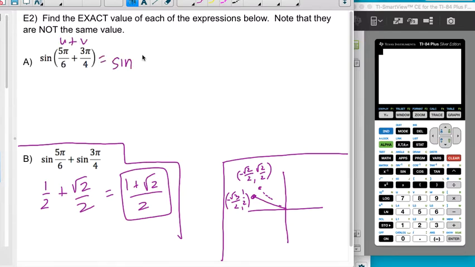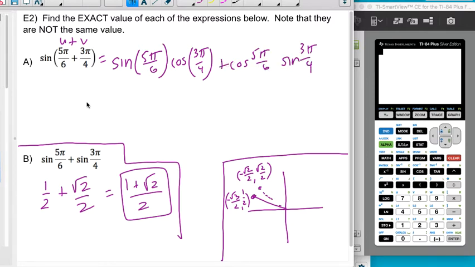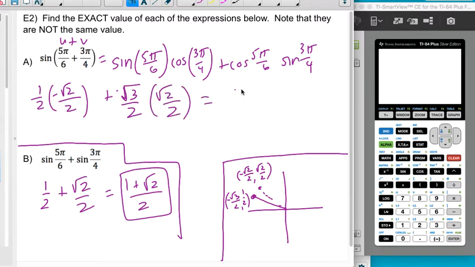So that's going to be sine, cos, sine, keep the sign. So I'm going to get that that's a 1/2 times a negative root 2 over 2 plus a negative root 3 over 2 times a root 2 over 2. So I think I get negative, that's a minus right there. I think I get negative root 2 minus root 6 all over 4.